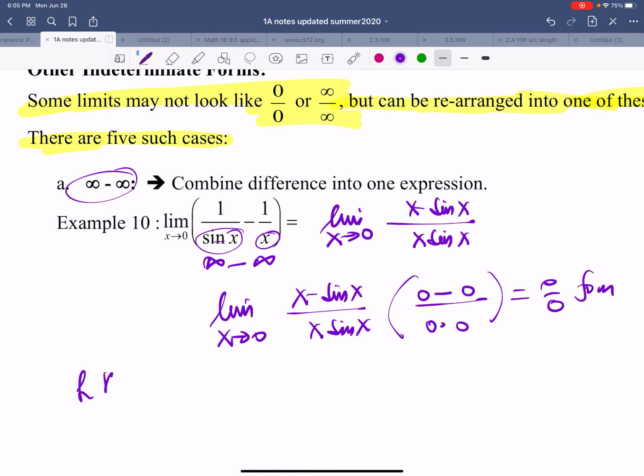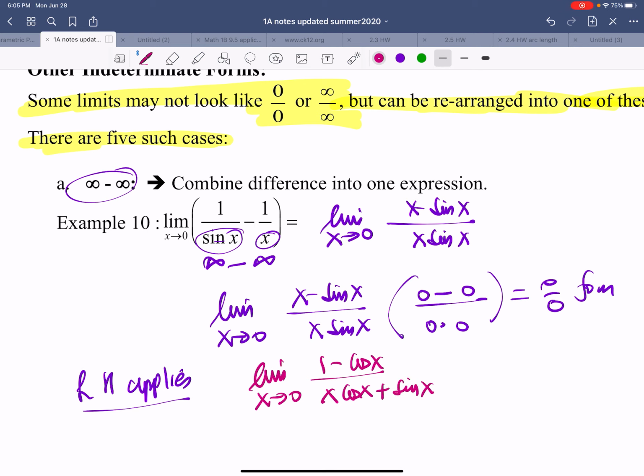Once I have 0 over 0 form, I can say the L'Hopital rule applies, and that means I can go ahead and take the derivative of numerator and derivative of denominator and see if that gets me somewhere. 1 minus cos x over, in the denominator I have to use a product rule, x times cos x plus sine x times 1. So when x approaches 0, where does the cosine of x go? Cosine of x goes to 1. In the denominator, x is approaching 0 plus sine of 0 goes to 0.